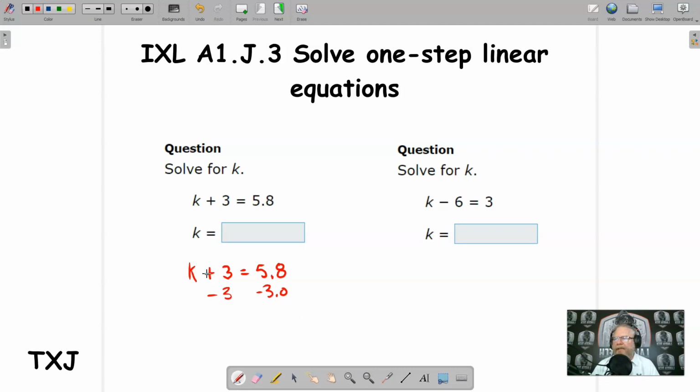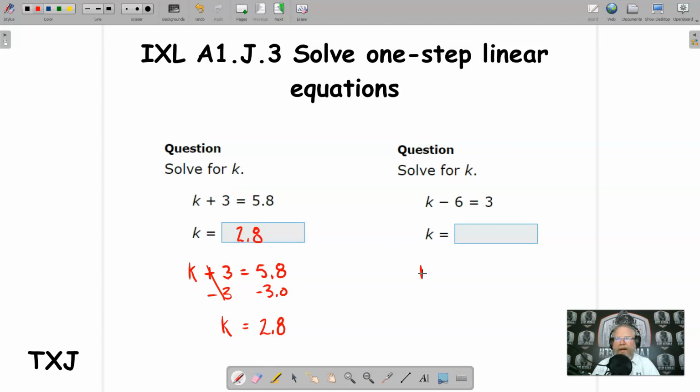So the positive 3 and the negative 3 are going to create a value of 0, and k plus 0 is just going to give me k. So in all actuality, the 3's cancel each other out, and it leaves us with just k. Now, 5.8 minus 3 is going to be 2.8, and so our solution is 2.8. And we could always plug this back in for k, substitute 2.8. 2.8 plus 3, indeed, that does equal 5.8, so we see that our solution is good to go.